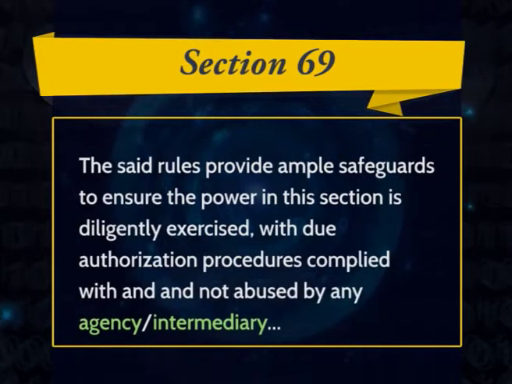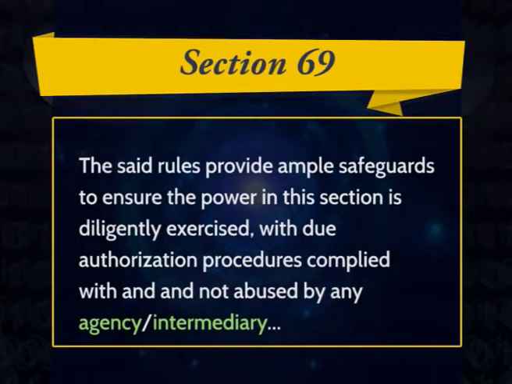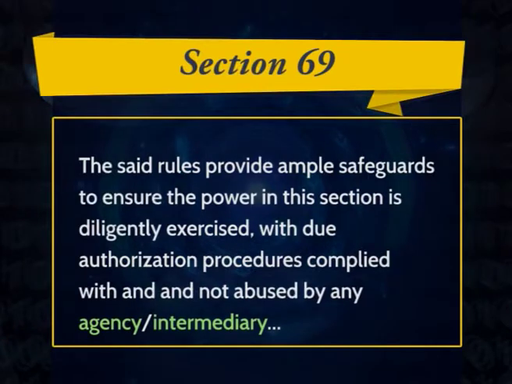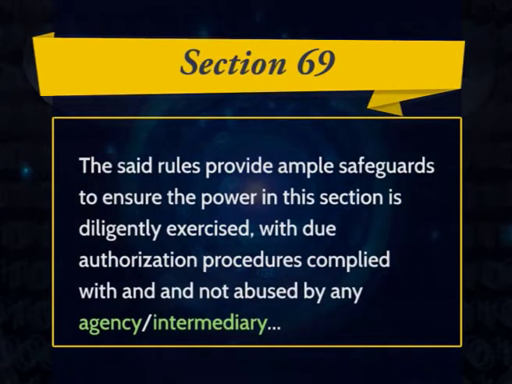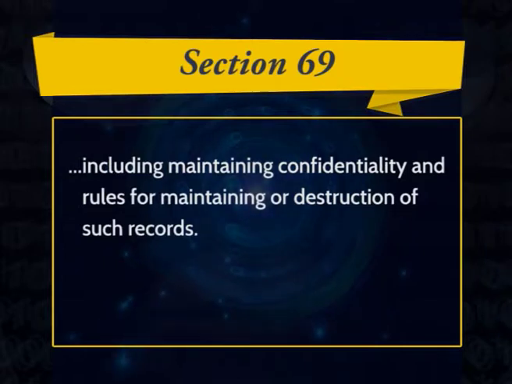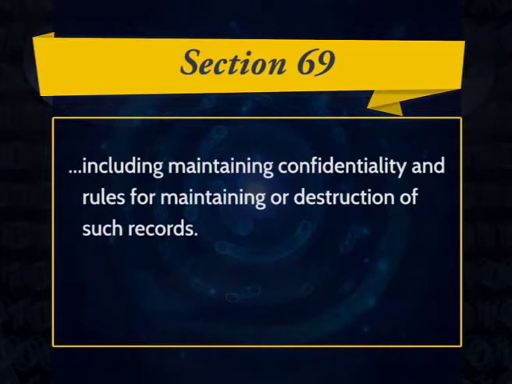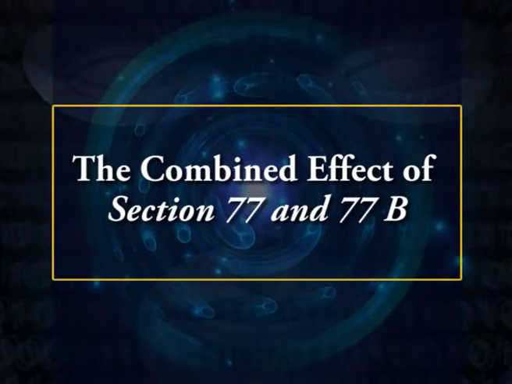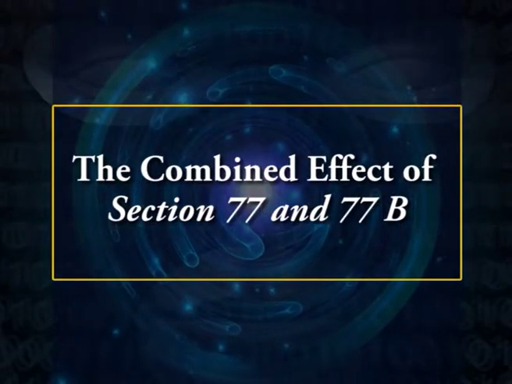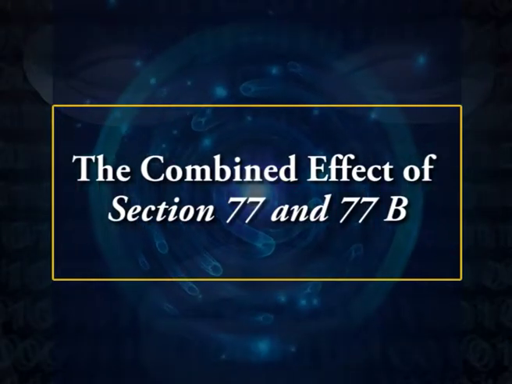The said rules provide ample safeguards to ensure that the power in this section is diligently exercised with due authorization, procedures are complied with, and it is not abused by any agency or intermediary, including maintaining confidentiality and rules for maintaining or destruction of such records. Now, we will discuss the combined effect of section 77 and 77B.